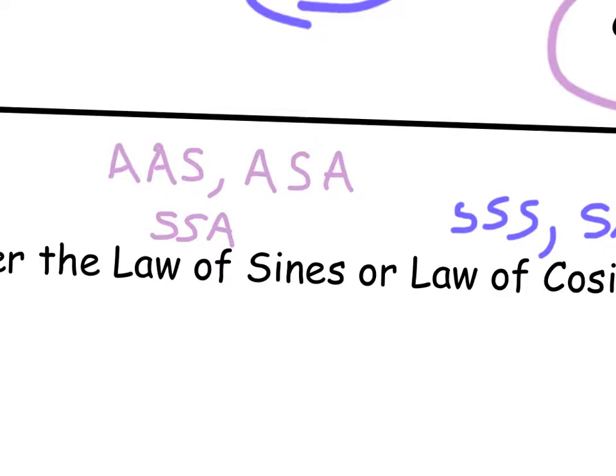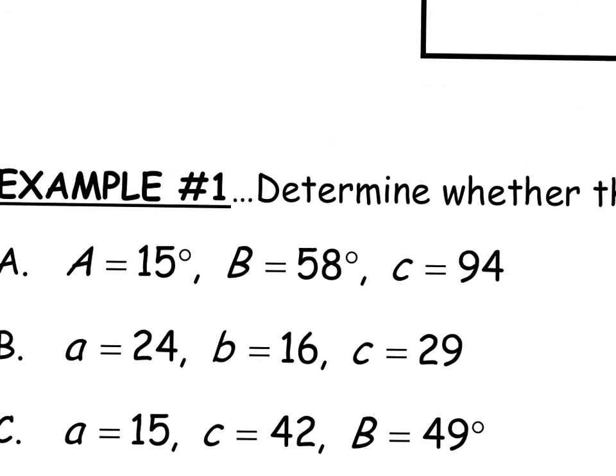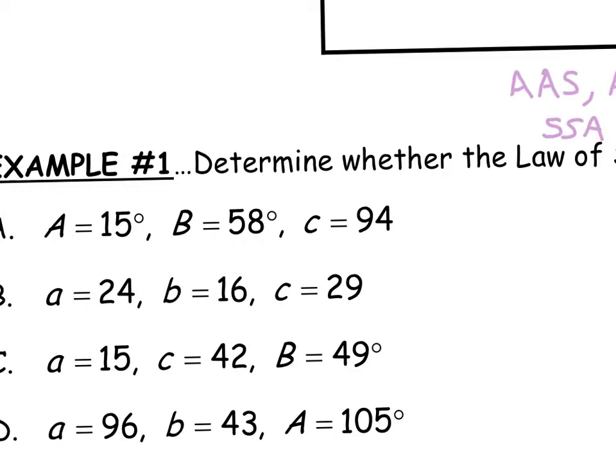All right, so looking at these examples here, which ones are we going to use? So the first one here, I have an A, capital B, and small c. Because I have three different letters, I'm going to use the law of cosine. All right, second one. I have a small a, small b, small c. Cosine. Law of cosine.